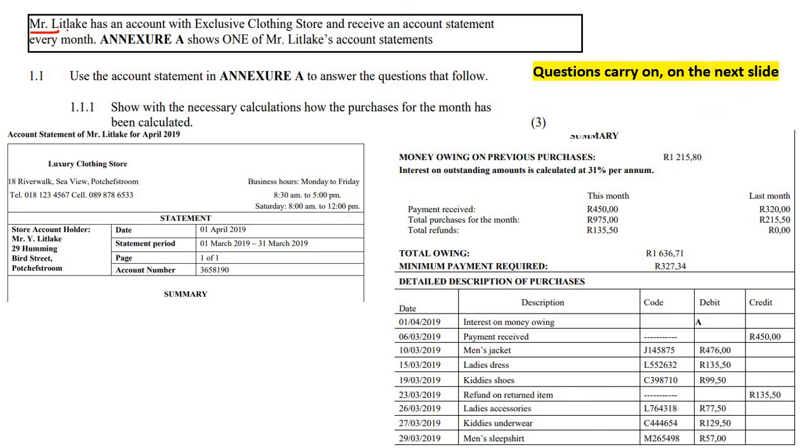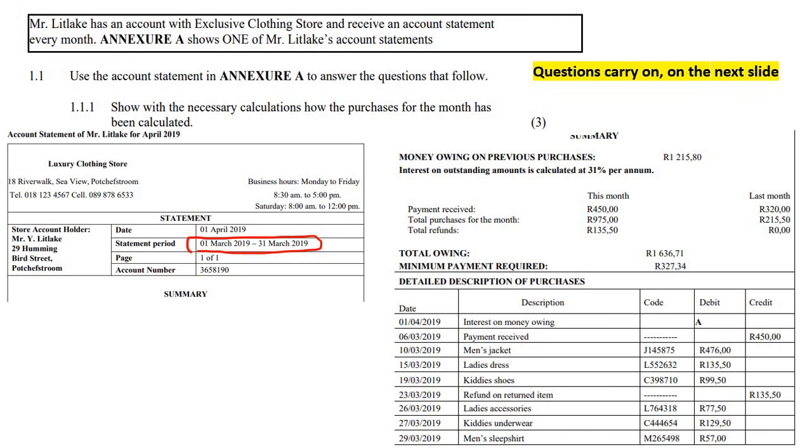So Mr. Litlake has an account with Exclusive Clothing Store and receives an account statement every month. Annexure A, which is this, I've just broken it up. Here's the first part. See how it says summary and then it carries on over here. Annexure A shows one of Mr. Litlake's account statements. What we can see is that the statement period was over here. This was for all of the things that happened in March. And if you look at all of these transaction dates, they're all in March.